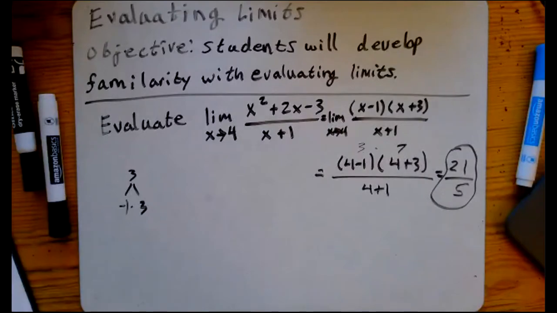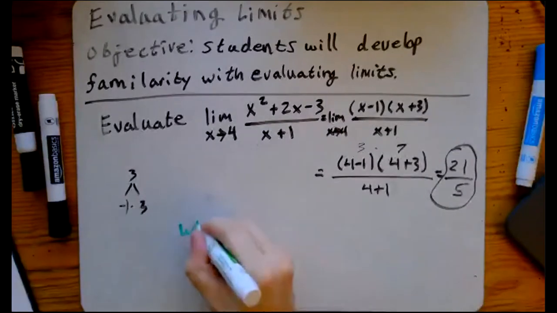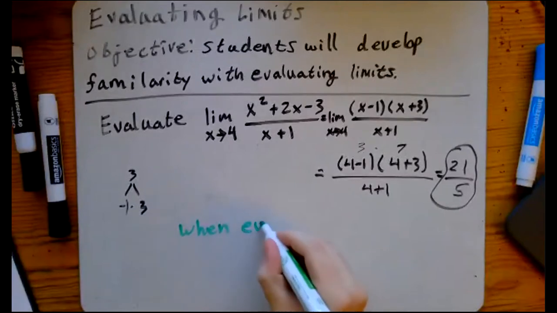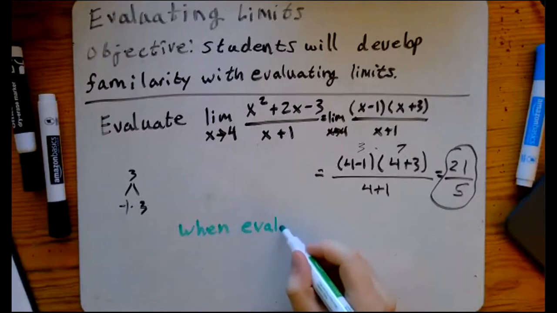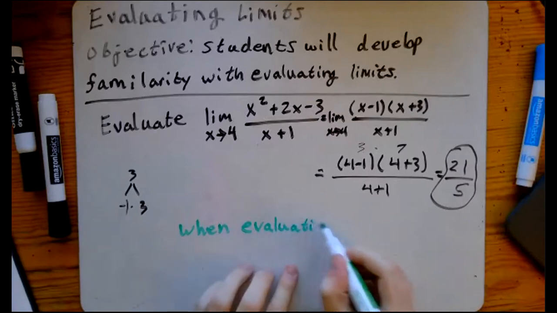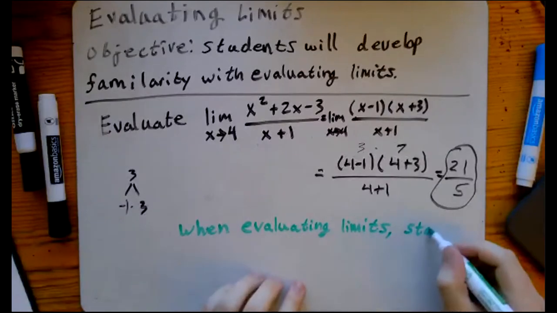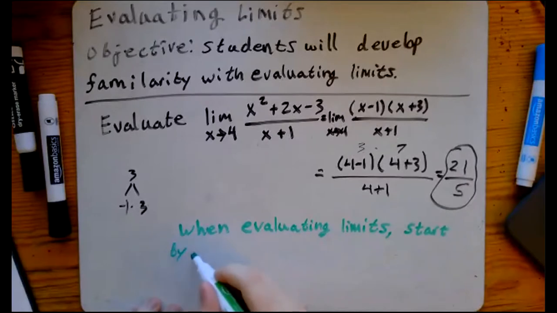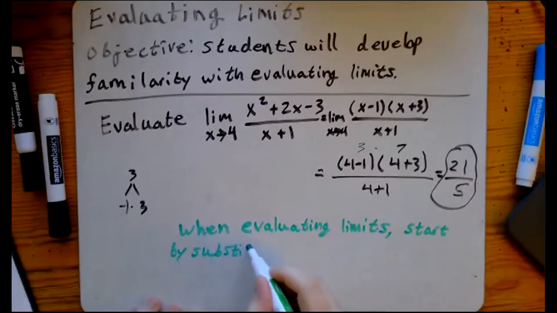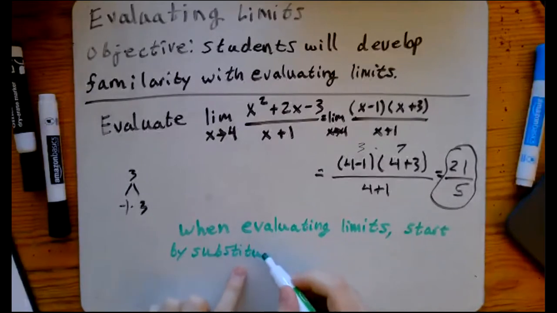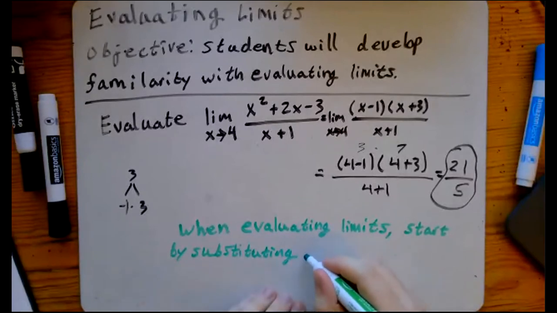So what lesson did this problem teach us? There's a time to factor and a time not to factor. Yeah, sure. Now, when evaluating limits, start by substituting. How do I spell substitute? Substituting. Okay. Has too many T's, that's my problem. Start by substituting right away.